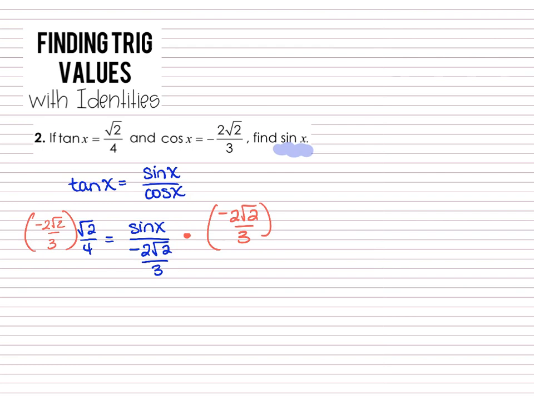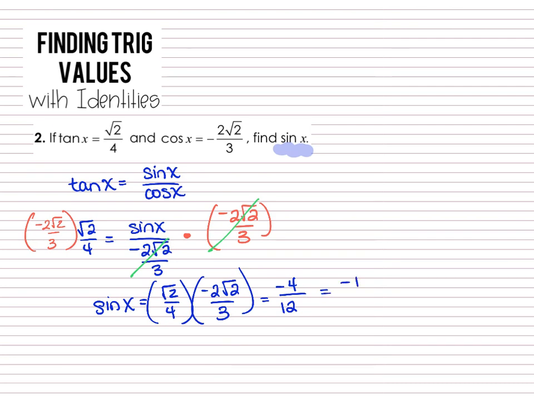And when we do that, we're going to find that, I'm actually going to rewrite the whole thing, that the sine of x is equal to square root of 2 over 4 times negative 2 square roots of 2 over 3. And that equation previous, this is our entire denominator, so it will cancel out completely. So now we're going to have to multiply across. So square root of 2 times the square root of 2 gives us 2, so that becomes negative 4 over 12, which is just equal to 1/3. So the sine of x, what we're asked to find, is equal to negative 1/3. Final answer.